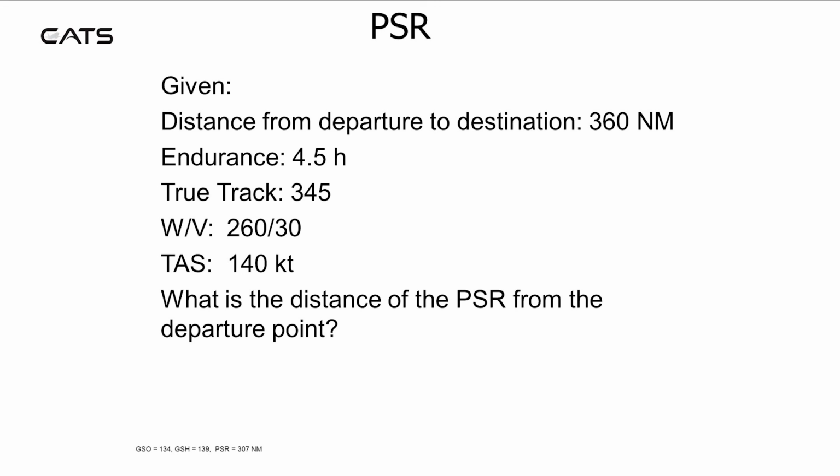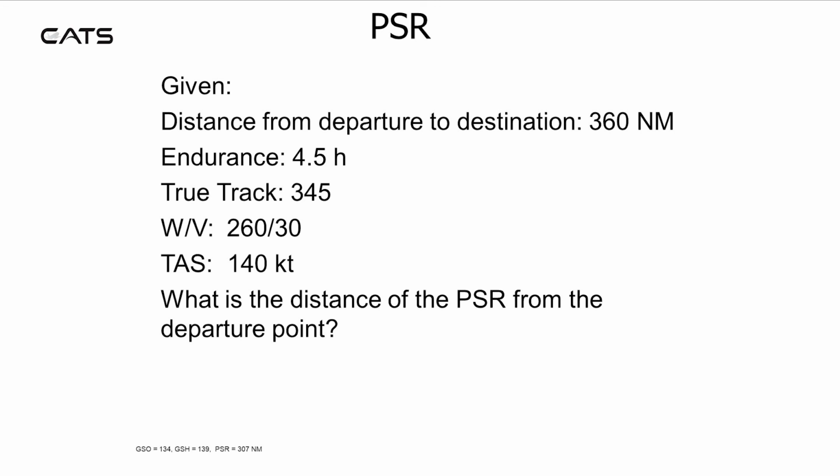Here's an example. The distance from departure to destination is 360 nautical miles. Endurance is 4.5 hours. True track is 345. Wind velocity 260/30. True airspeed 140 knots. What's the distance of the PSR from the departure point?